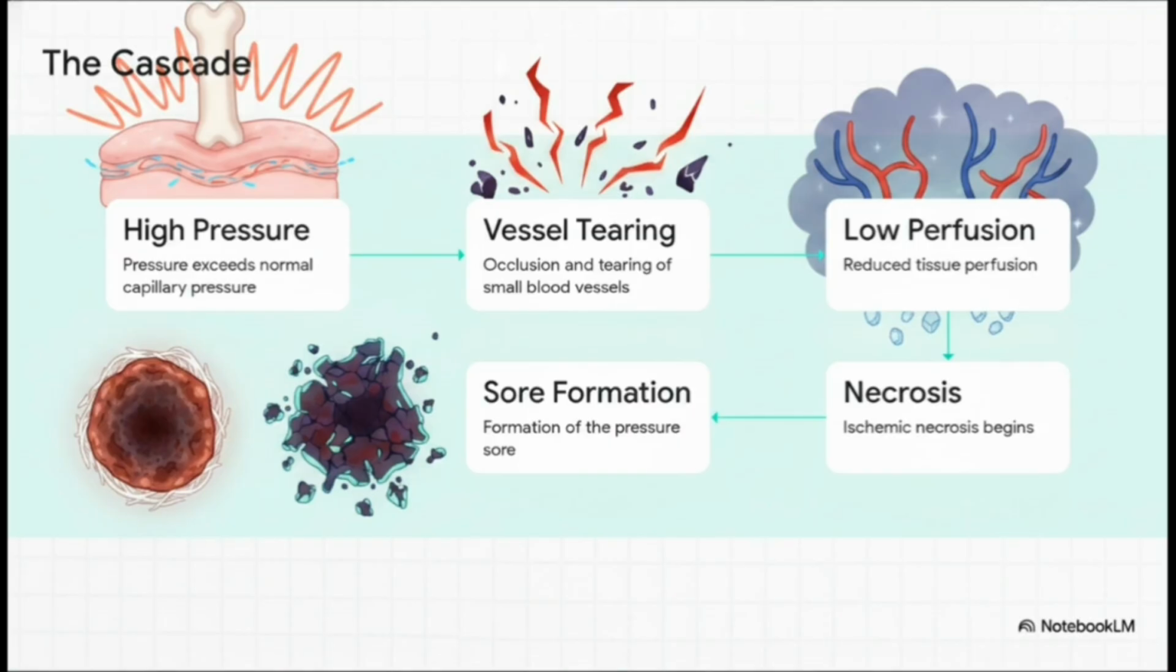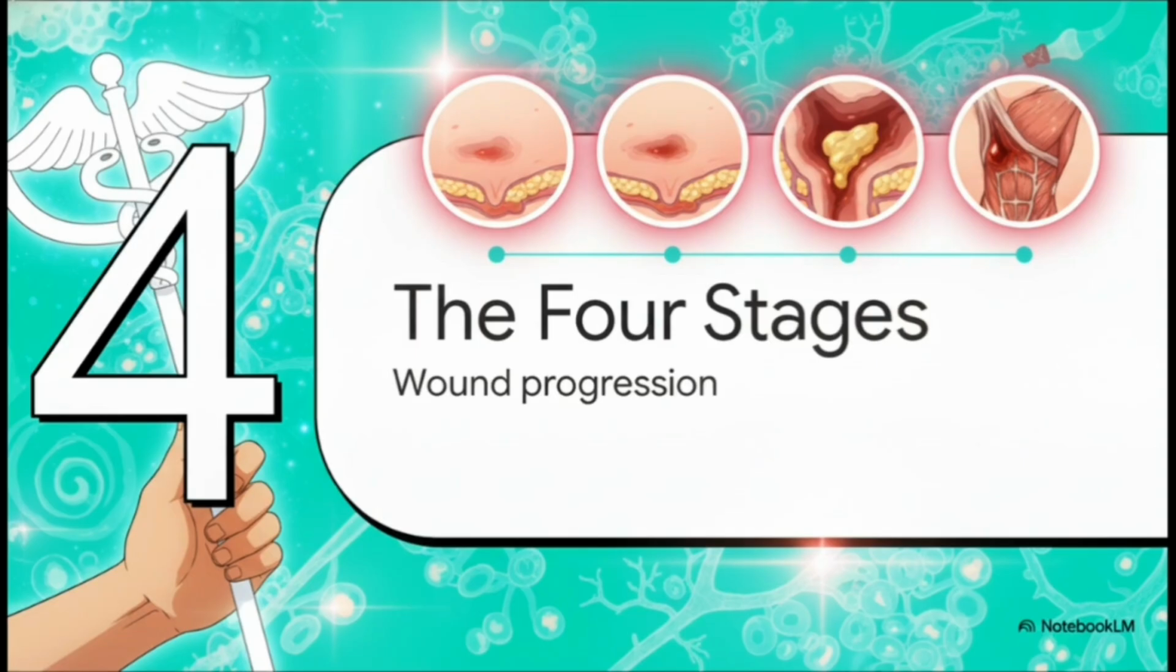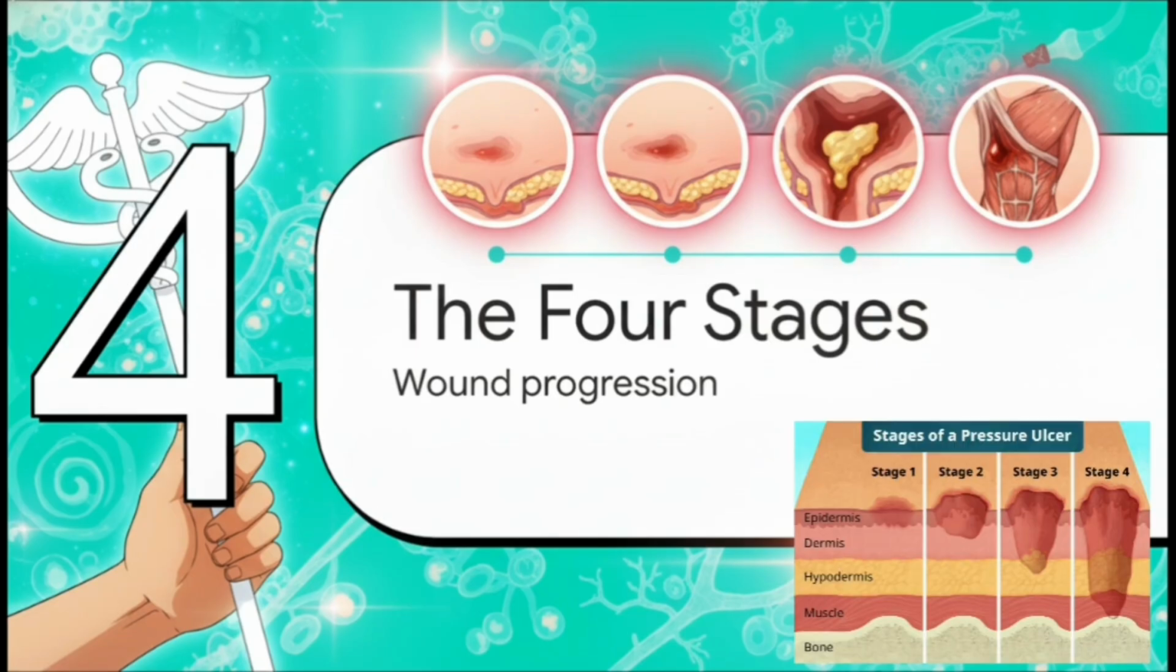The cells are literally starving for blood. That triggers step 4, ischemic necrosis, where that starved tissue starts to die off, which finally lands us at step 5, the actual formation of the pressure sore. It is this silent, ruthless domino effect that inevitably ends in tissue death if we don't step in to relieve that pressure. Which brings us to section 4, the 4 stages of wound progression.